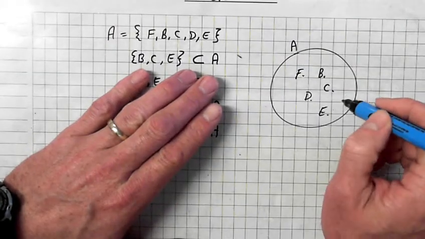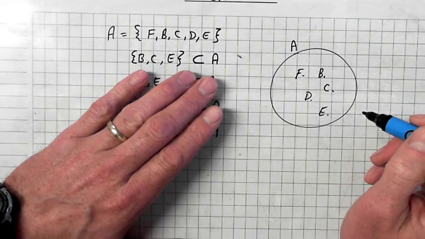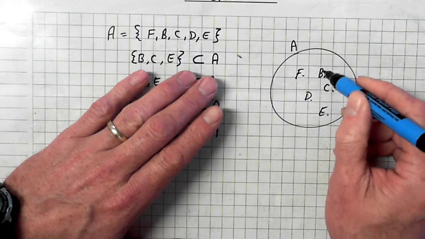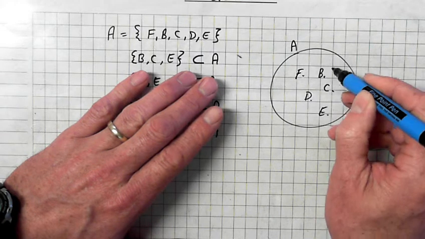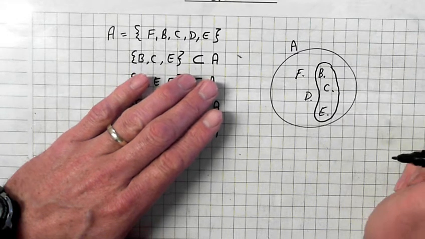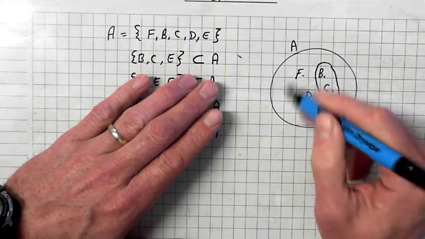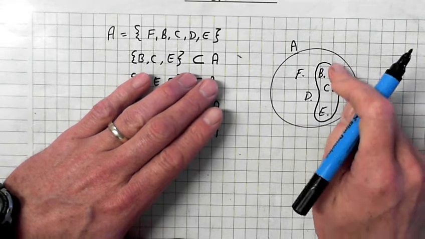How do I represent that in the diagram? Like you circled B, C, E. How do I write that? I do it by doing this. I put a circle around it. See that? So B, C, E is a subset of A. That's how I do it.